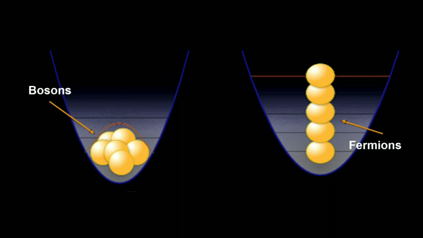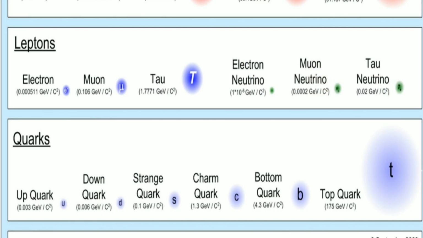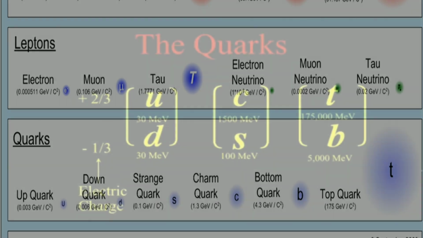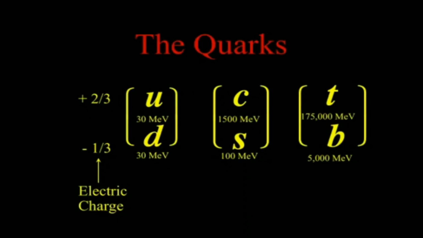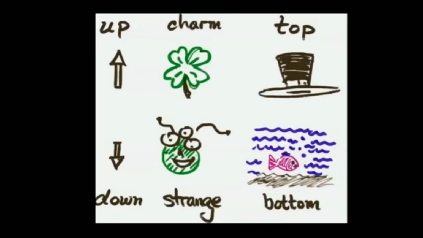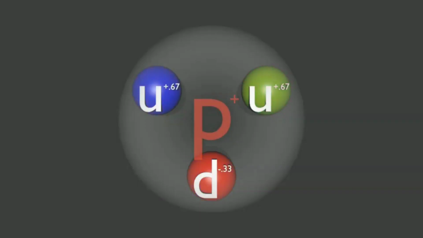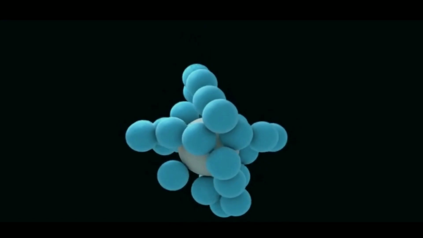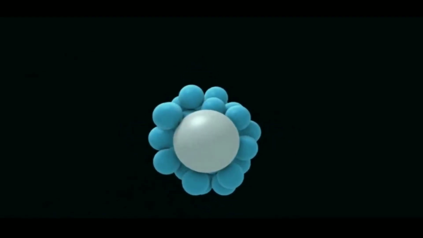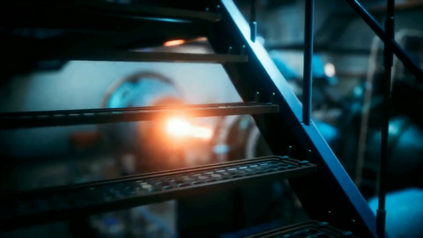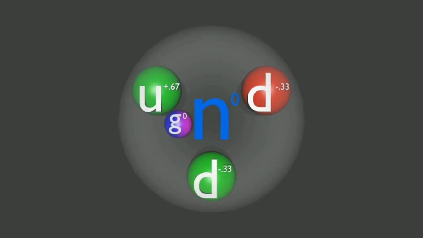There are two types of fermions: quarks and leptons. Quarks are particles that have fractional electric charges and come in 6 flavors: up, down, charm, strange, top, and bottom. Quarks combine in groups of 3 to form protons and neutrons, which are the main components of atomic nuclei. Quarks are held together by the strong force, which is mediated by gluons.